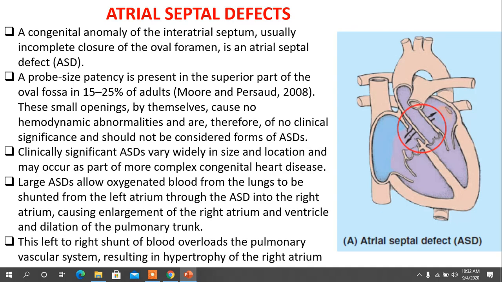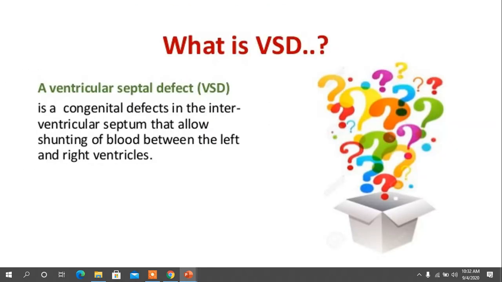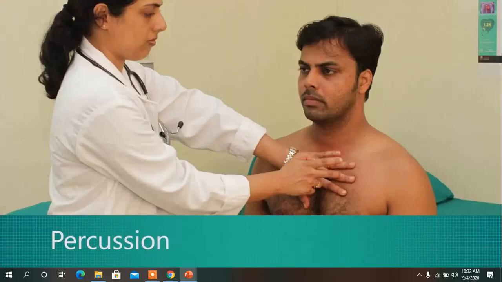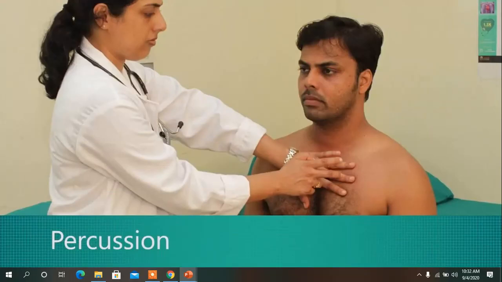basic knowledge of atrial septal defects. We have seen why it occurs and what types there are. The further details are not needed here, and I have selected only those sections which have been given in the standard anatomy book used by UHS, that is the KLM, the Keith L. Moore textbook of anatomy. So today we are going to discuss percussion.